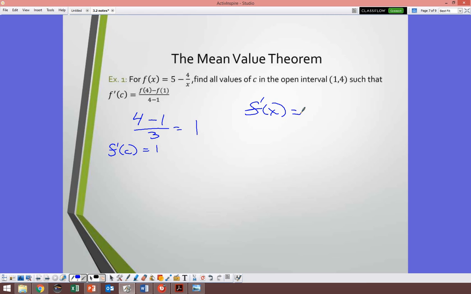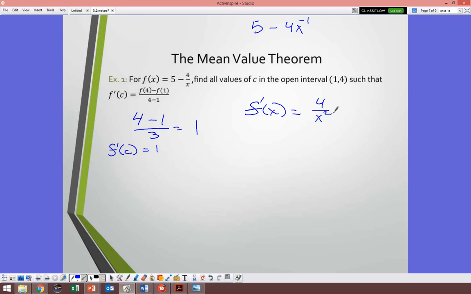No, wait. Wouldn't it be just 4 over x squared? It is going to be 4 over x squared because if I move this up, right? So if it's 5 minus 4x to the negative 1, is that better? Because this goes up front and it makes it a positive, right? And then I have to subtract 1 from my exponent. Yes? So that goes away, and it becomes positive 4 over x squared. Okay, so what am I doing now?